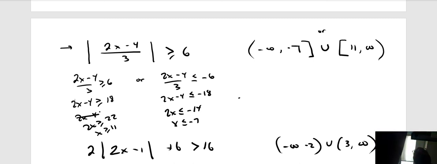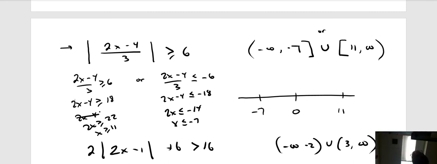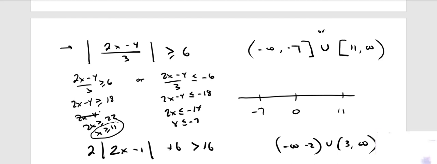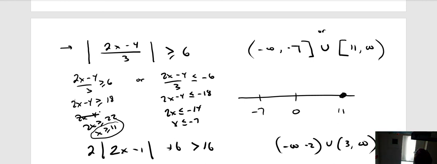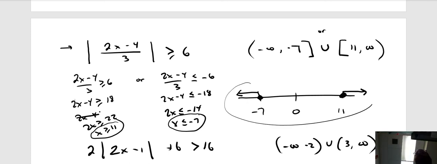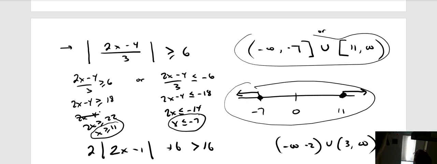If we did this on a number line, by the way, I love number lines for this. 0, 11's over here somewhere, -7's over here. It's not important that you get them in exactly the right places. So this thing is saying 11, including the 11 to the right. This one is saying from -7 to the left. So here's the graphical representation of that solution, and here it is in, I guess that's called interval form. Moving on.